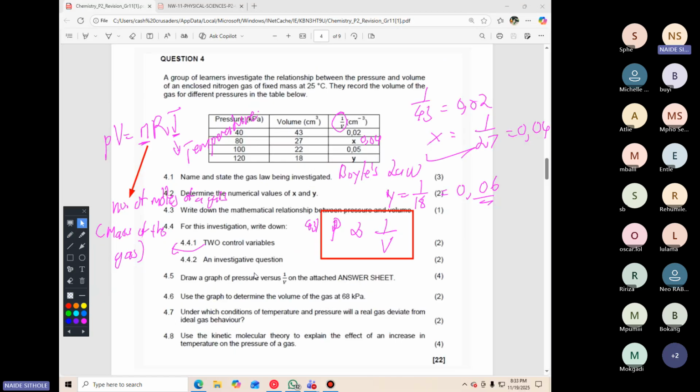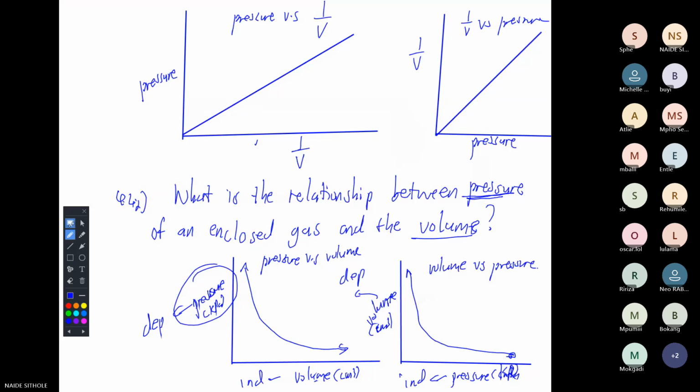Draw a graph of pressure versus 1 over V. Yes, that's what we are saying. Draw a graph of pressure versus 1 over V. Kusho ukuthi kuzosebenza loku naloku. You don't mind these ones. You don't use these ones. It's only pressure and this one. Now, obviously, plot lapho, at the end of the day, you should have an increasing graph. This is the type of graph that you want.